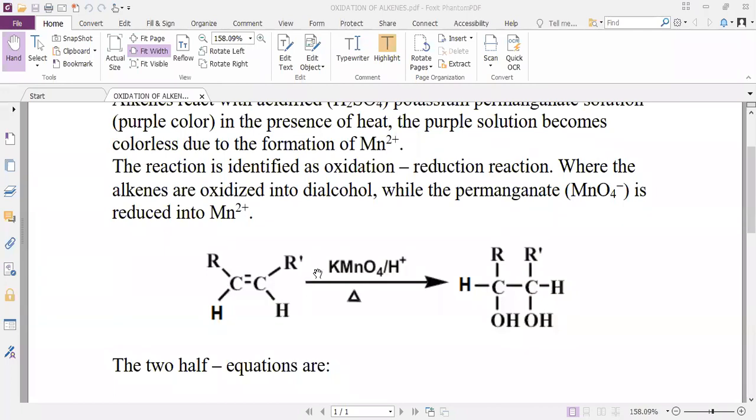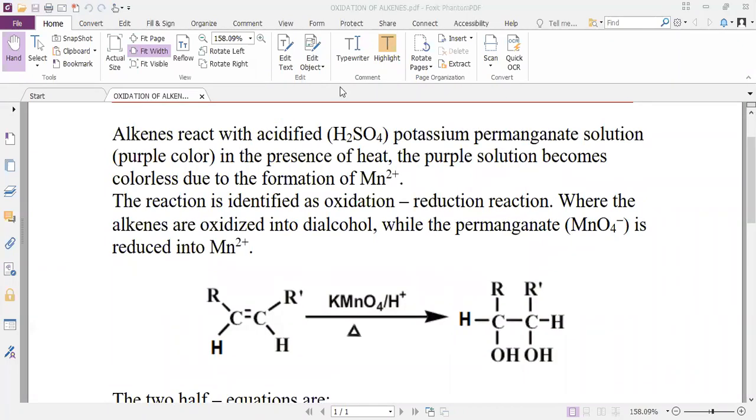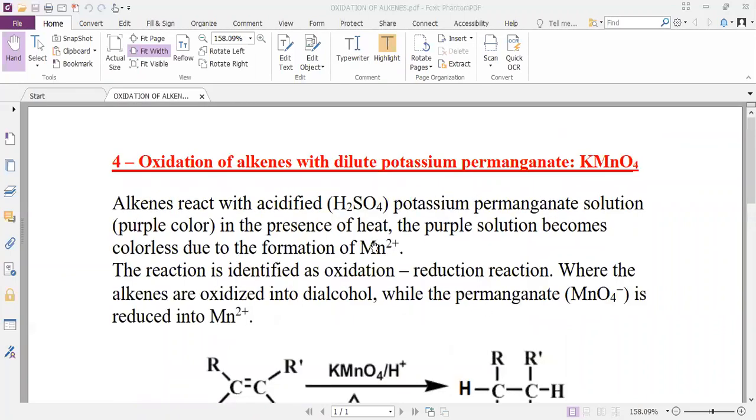Once we remove the double bond, in the presence of heat and potassium permanganate, and in an acid medium, each carbon atom will be bonded to a hydroxyl group. It means that a diol will be formed. Diol means a dialcohol will be formed. So this reaction is an oxidation reaction.